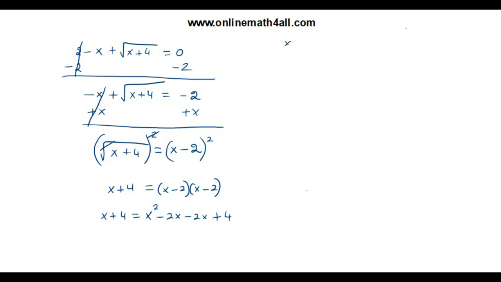Okay, now we will get the equation x positive 4 is equal to x square. When you combine the like terms here, negative 2x and negative 2x, it will become negative 4x positive 4. Okay, you can subtract x and 4 from both sides.